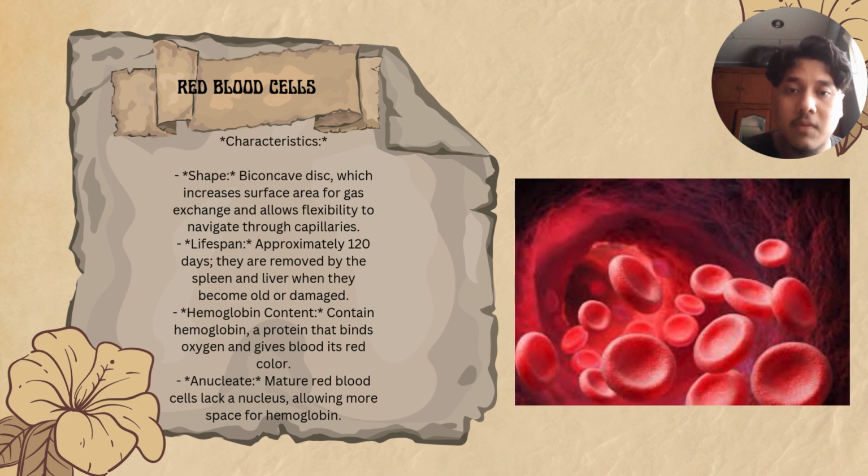Lifespan: approximately 120 days. They are removed by the spleen and liver when they become old or damaged. Hemoglobin content: they contain hemoglobin, a protein that binds oxygen and gives blood its red color. Enucleate: mature red blood cells lack a nucleus, allowing more space for hemoglobin.